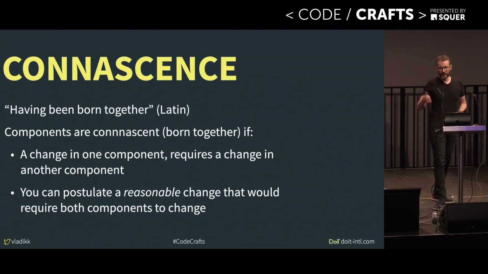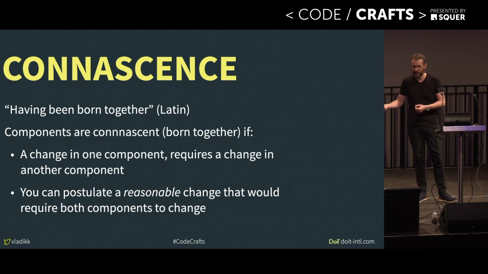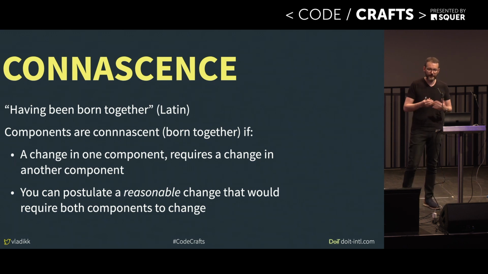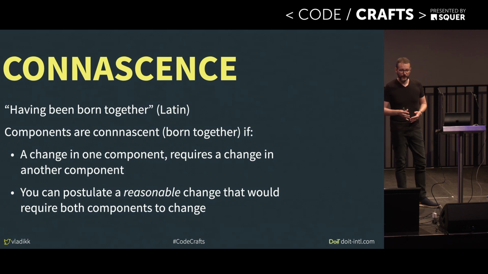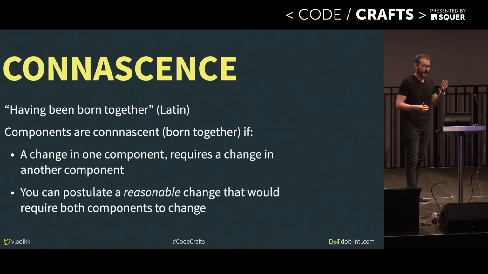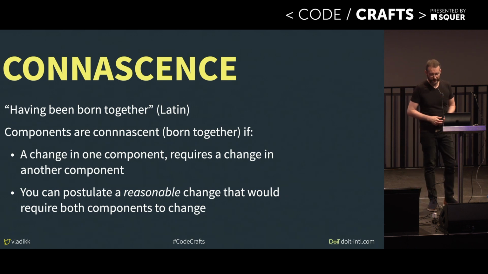And according to the author of this model, two components are connascent if a change in one component requires a change in another one. Or if you can postulate a reasonable change that's going to require both components to change. Now, it has to be reasonable. Like, if you have a module that implements a CRM system, changing it to a printer driver is not a reasonable change. It should be something that is reasonable from the business perspective.